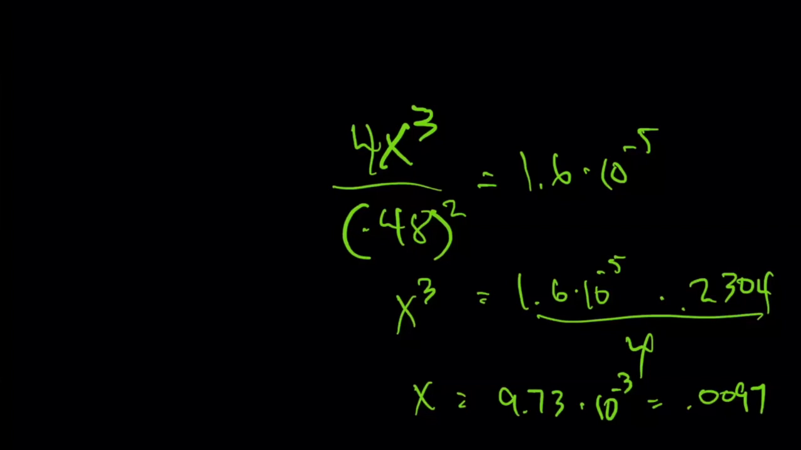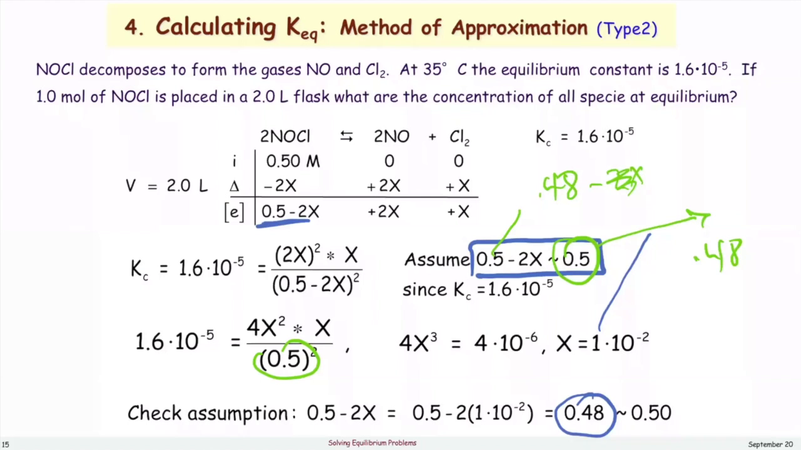This number right here is more precise than the previous one because you use a better starting assumption. So the first answer would have been perfectly fine. I'm just showing you how to do the second iteration if it fails the 5% rule.